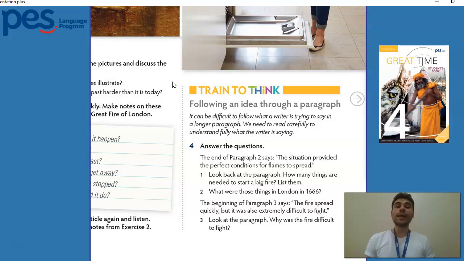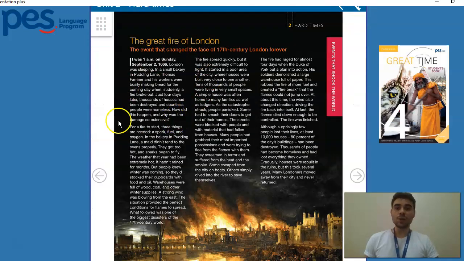Following an idea through a paragraph. It can be difficult to follow what a writer is trying to say in a longer paragraph. We need to read carefully to understand fully what the writer is saying. Remember, sometimes the paragraphs, just like the ones here on this text, are a bit long. Take a look at paragraph 2 and paragraph 3 over here. They bring lots of information, and sometimes we get confused when we are reading.